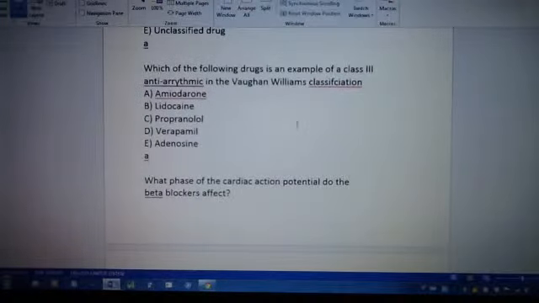Next one, which of the following drugs is an example of a class 3 antiarrhythmic of the Vaughan Williams classification? A. Amiodarone, B. Lidocaine, C. Propranolol, D. Verapamil, E. Adenosine. The answer is A. Amiodarone.